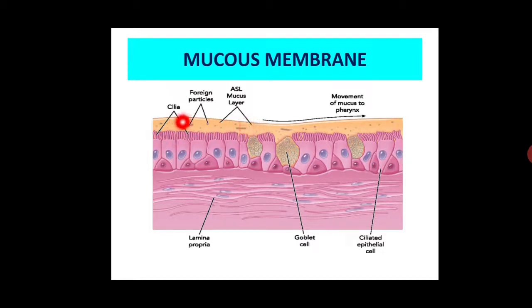Mucus is a viscous fluid secreted by epithelial cells. This mucus entraps foreign particles. The synchronized movement of cilia propels mucus-entrapped pathogens from these tracts.